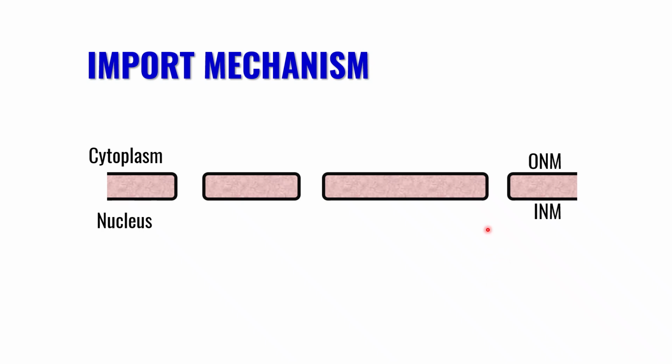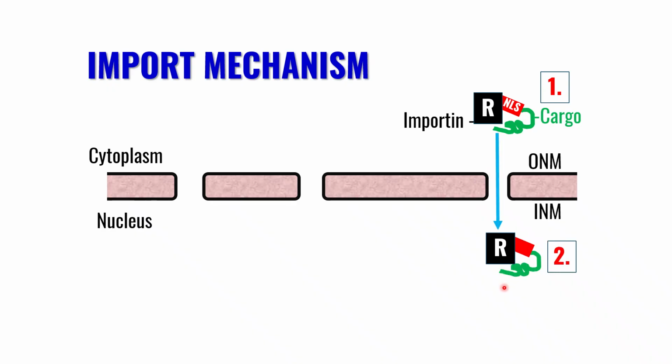So the first step is the selection of the cargo, which is based on the presence of NLS or localization sequence at the N-terminus by the receptor, which is also called importin. So it will bind, and this whole complex in step 2 is transported through the pore into the nuclear compartment. For this step there is no need for any energy, so it is an energy independent step. The second step is completed. Therefore now the third step is release of cargo, which is liberated by Ran-GTP.